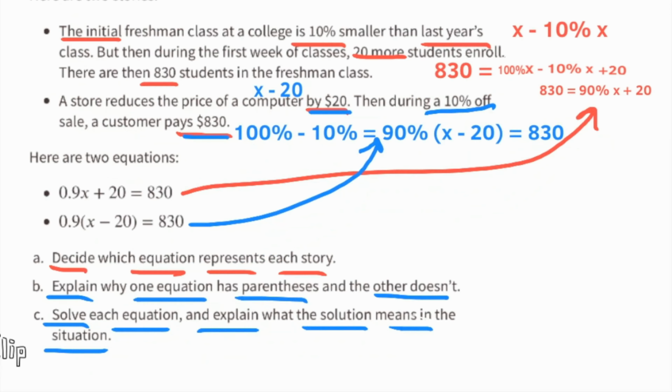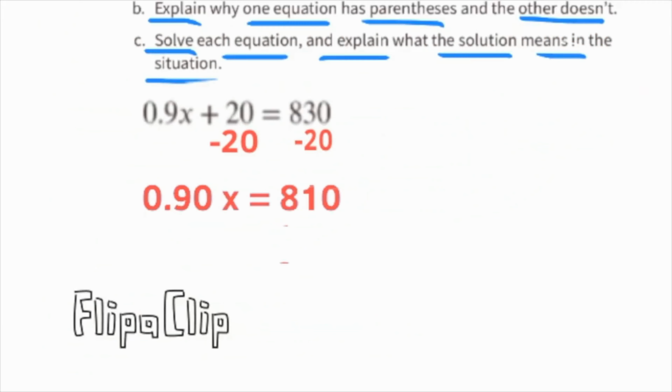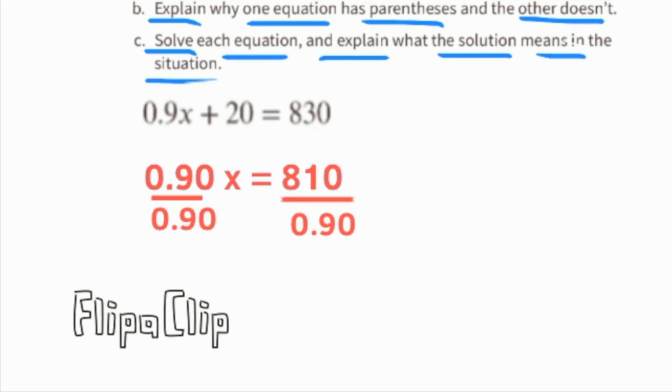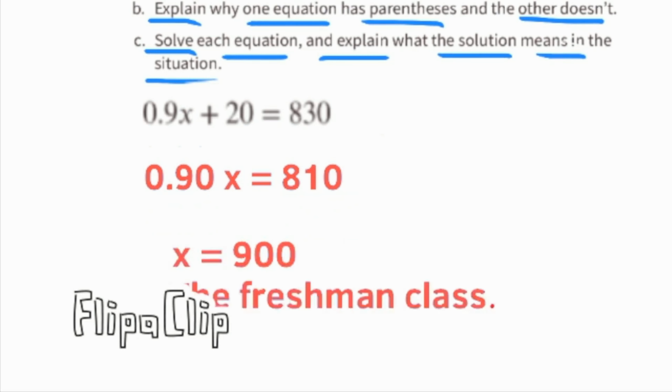C. Solve each equation and explain what the solution means in the situation. The first equation, 9/10 x plus 20 equals 830. Subtract 20 from both sides of the equal sign. Now you're left with 9/10 x equals 810. Divide both sides by 9/10 and you're left with x equals 900. 900 represents the number of students in the freshman class.